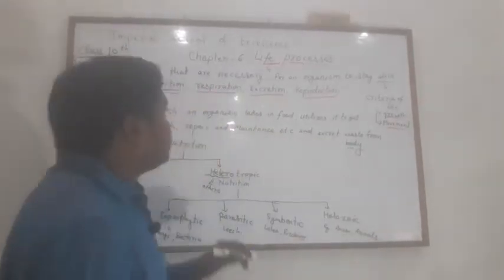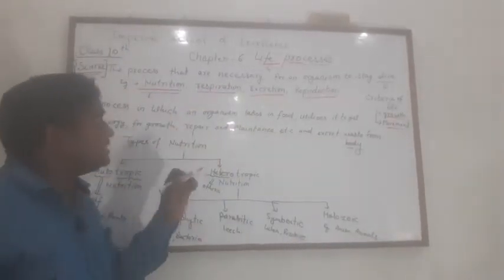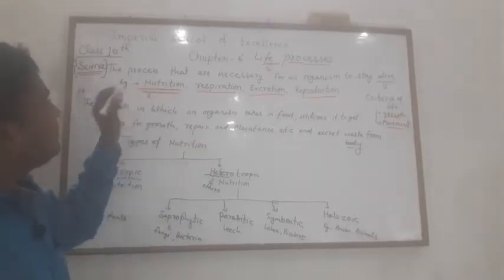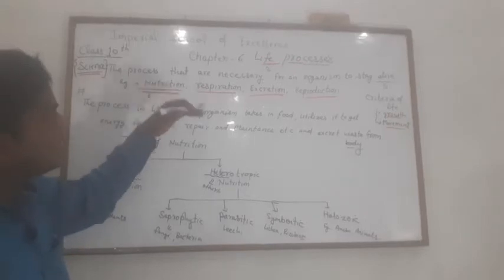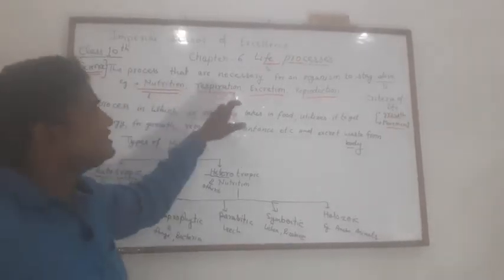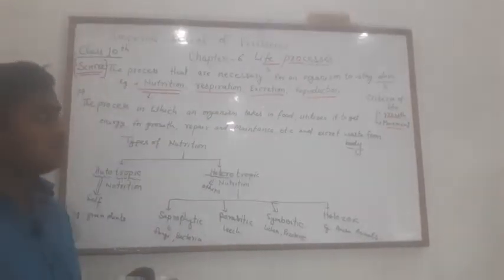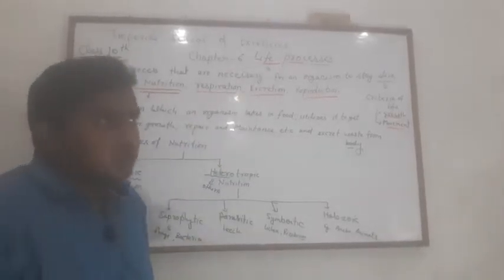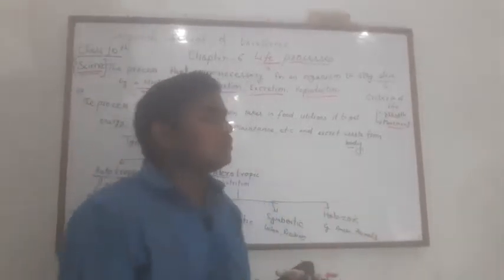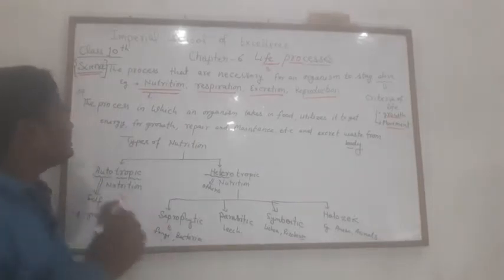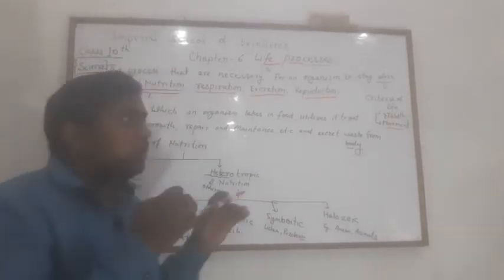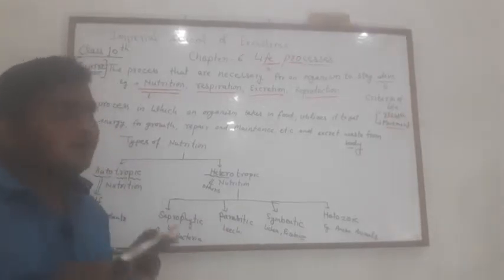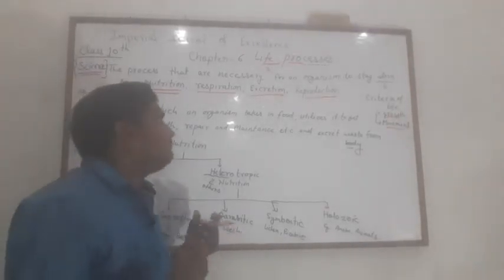So now let's begin the first topic. First topic is nutrition, the first process, and after it we will discuss respiration and other life processes. So the first very basic life process is nutrition. So let's talk about nutrition. What is this nutrition and how is it helpful for us, and what are the basic facts related to it.